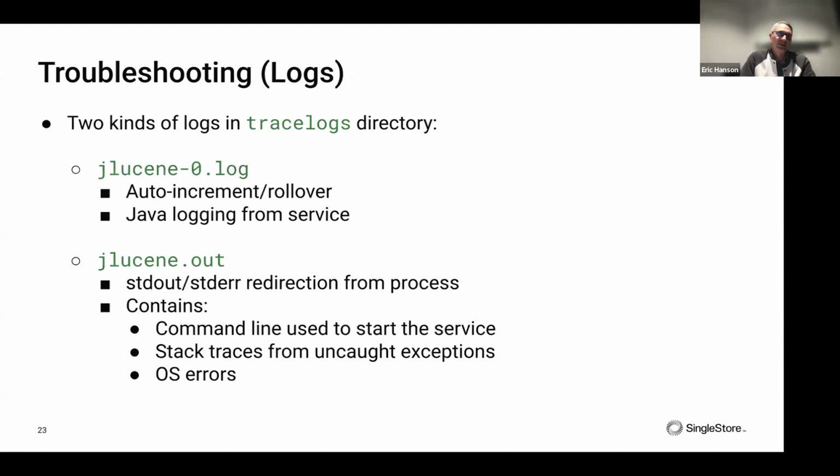Additional troubleshooting can be done by looking at the trace logs. If you happen to be self-hosted, you can look at the trace logs directly. On the cloud service, we have it available. It's not visible to you, but there's a jlucene 0.log that has the logging of status from the Java Lucene service. And then jlucene.out contains some redirections from that process. And it has things like the command line used to start the service and some operating system errors or uncaught exceptions and stack traces.